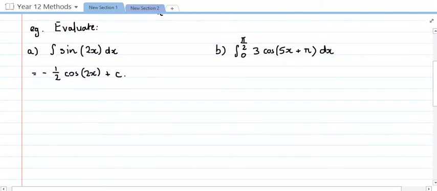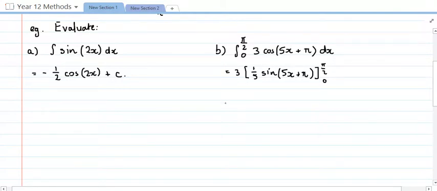The next one, we've got these terminals, the upper terminal of pi on 2 and the lower terminal of 0. So, anti-differentiating this. Now the 3 can just be moved through the integral sign. We don't need to do anything special with that. So, I'm actually just going to write that out the front and then deal with the integral after. So, the 5 would need to make it 1 over 5. Cos becomes sine when we anti-differentiate, so it will be 1/5 of sine with the 5x plus pi, and that's between pi on 2 and 0.